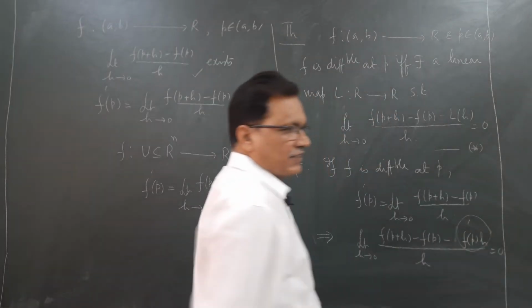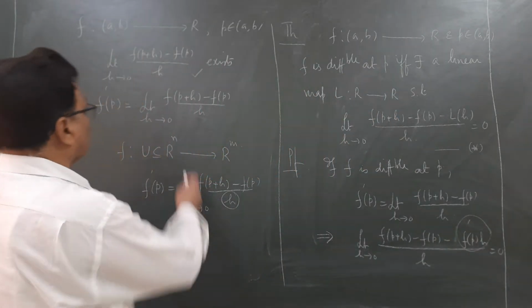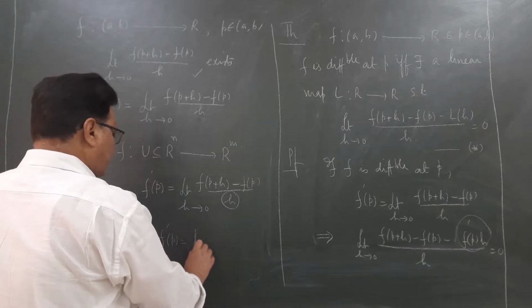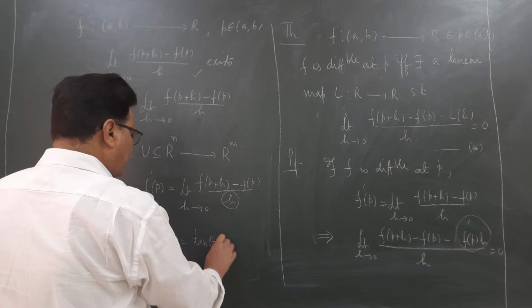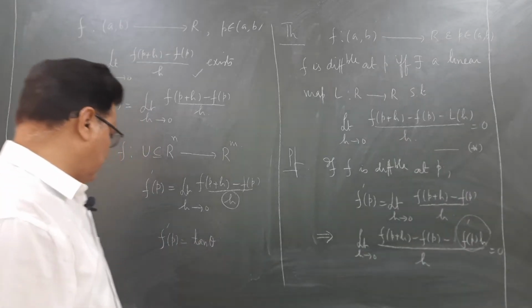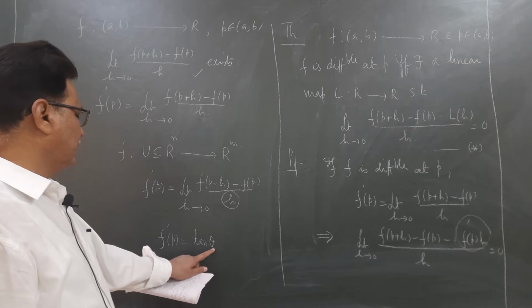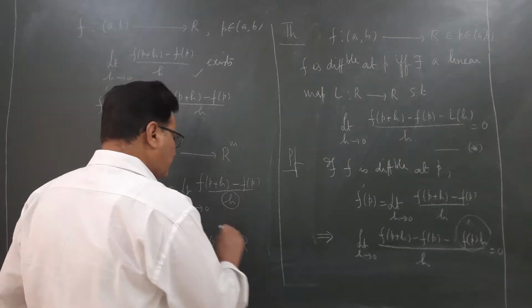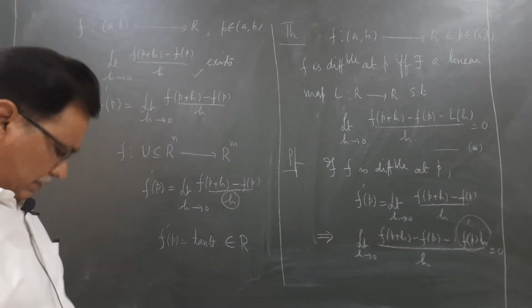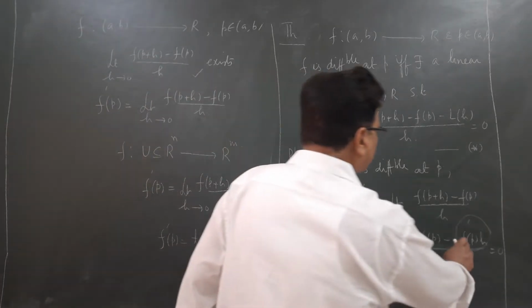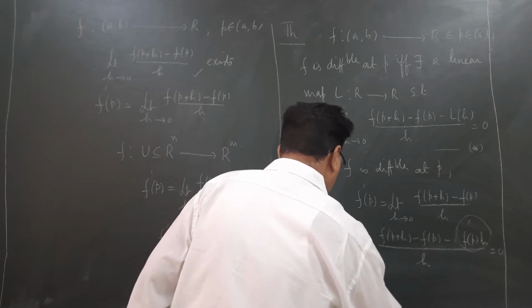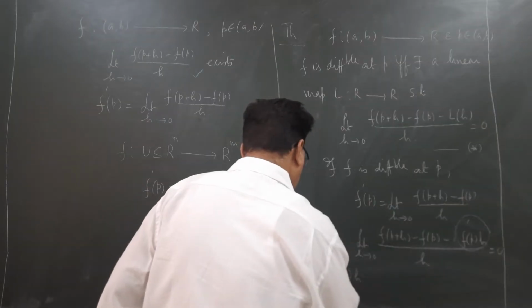P is a scalar. We know from this definition that f dash P is in fact the tangent of the angle theta, which is the angle that the tangent at the point P makes with the x-axis. So, this is a real number. This is a known fact. So, this quantity f dash P into h is a function which is linear in h.